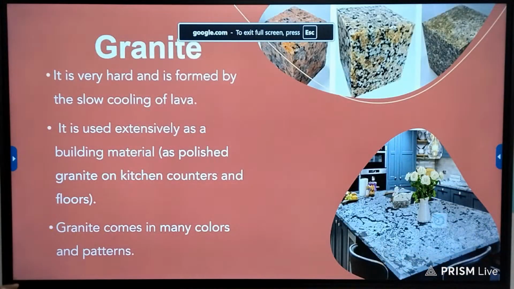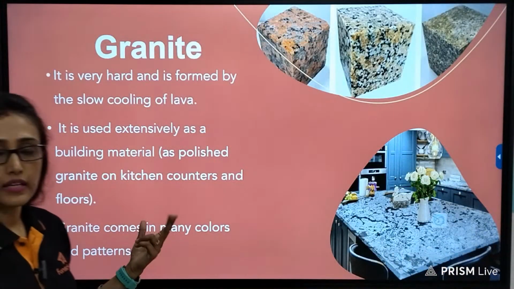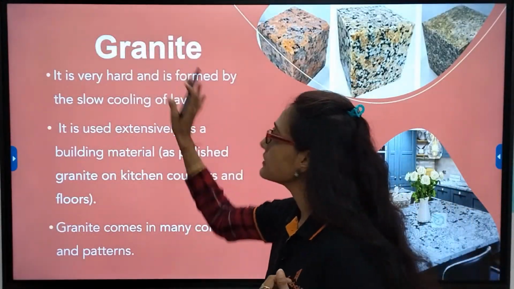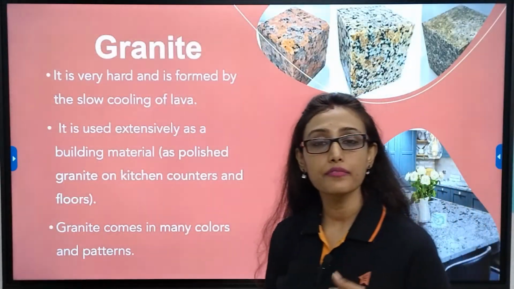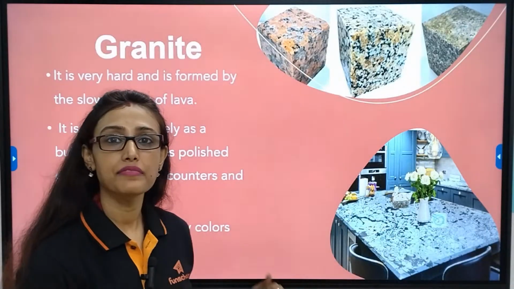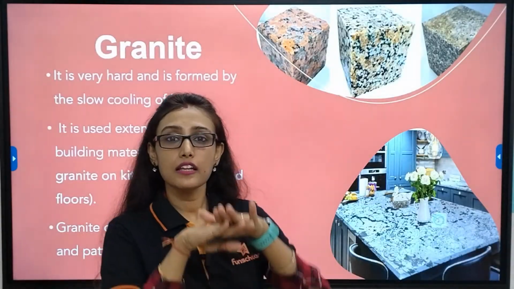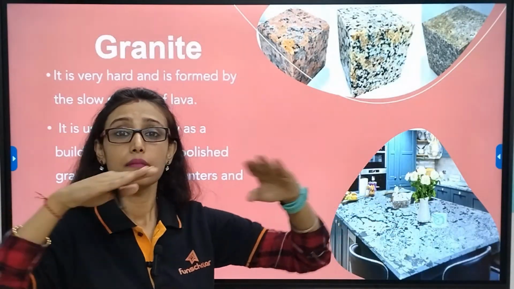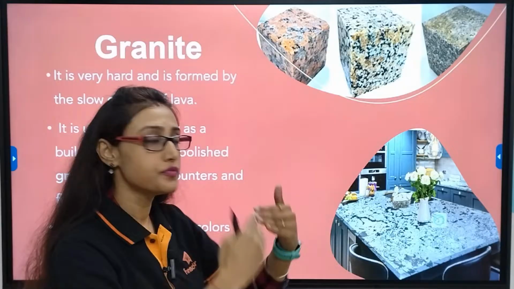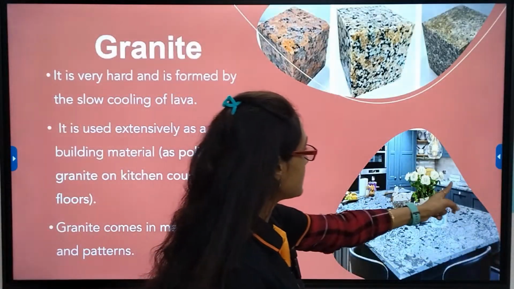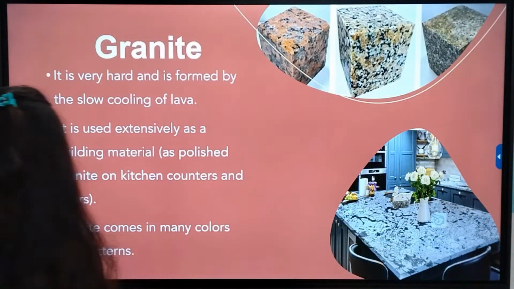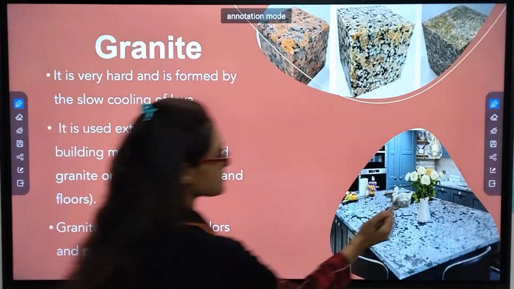So granite, the first example of igneous rock, is granite. You have often seen granite. Where have we seen it, ma'am? You have seen it in your mom's kitchen, the kitchen where your mom cooks food. Like this, look at this place.